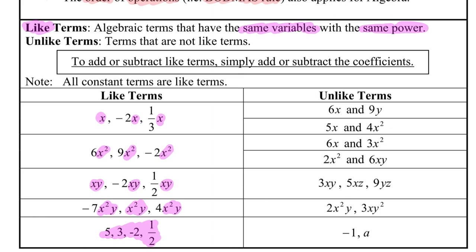As for the unlike terms, I'm going to use a gray color. Then basically it's the opposite, meaning x and y are unlike terms, x and x square are unlike terms because the power is different. Same goes for x and xy, also different; xy, xz, yz; x square y, xy square; a constant and a variable, they are all unlike terms.